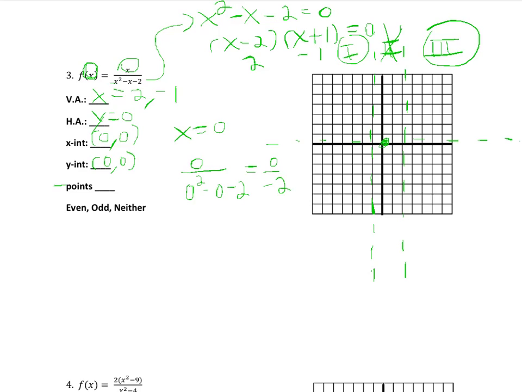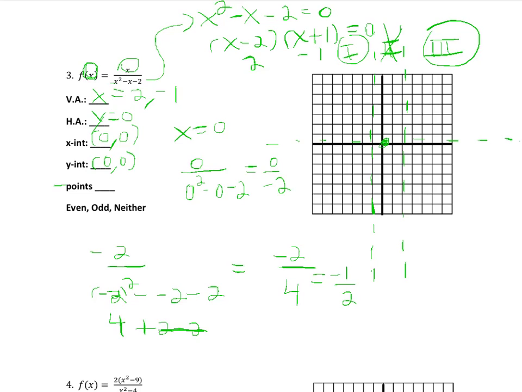So when I plug in -2 for x, I'm going to have -2, and you can even put this in your table for the TI Nspire. Then it's -2 squared minus -2, and then minus 2. This is going to give me -2 over 4 plus 2 minus 2. These cancel, so it's 4. So this is -1/2. So there's an additional point.